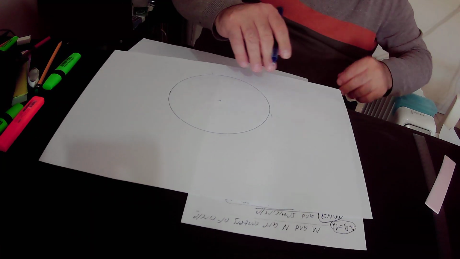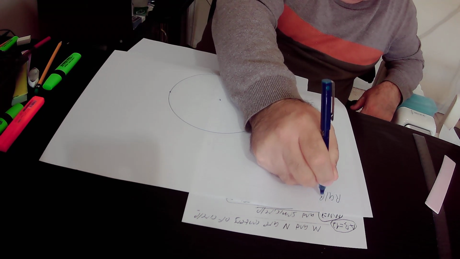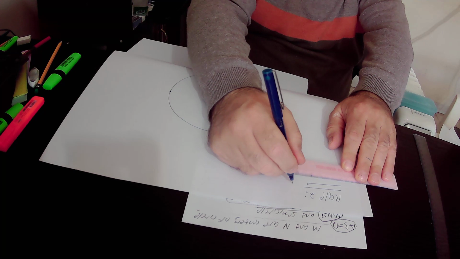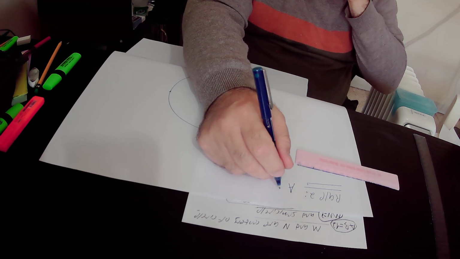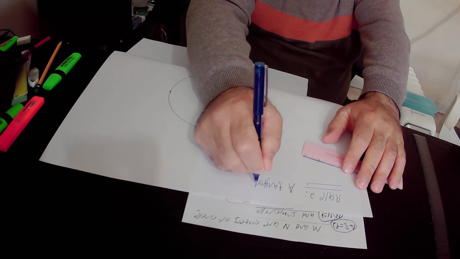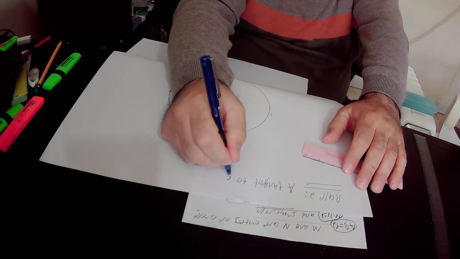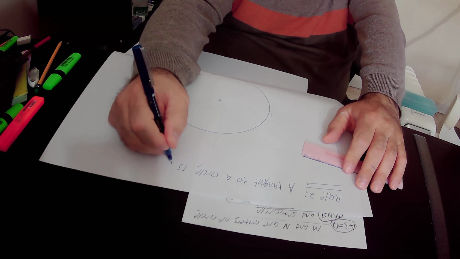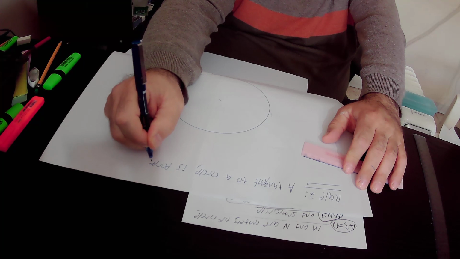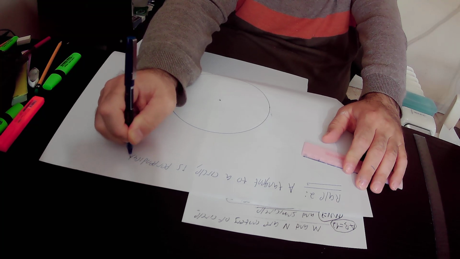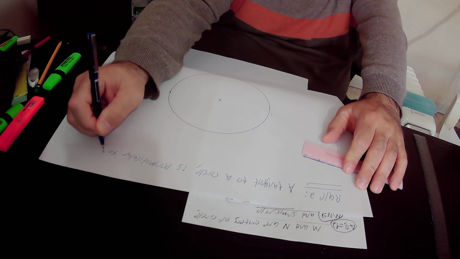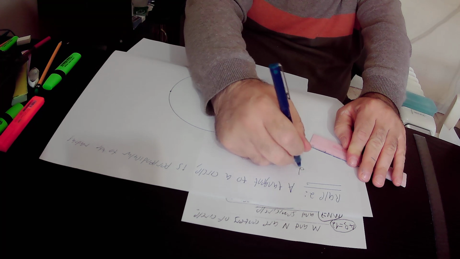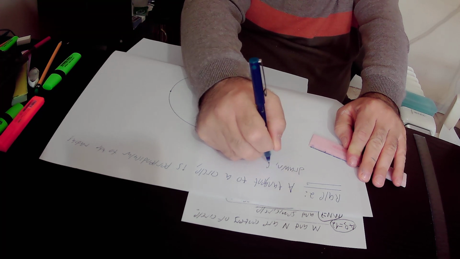According to rule number 2, a tangent to a circle is perpendicular to the radius drawn to its point of tangency.